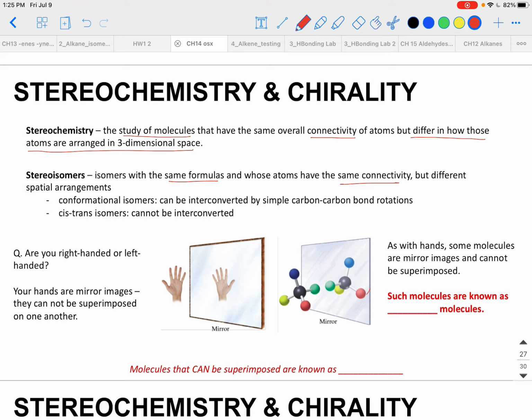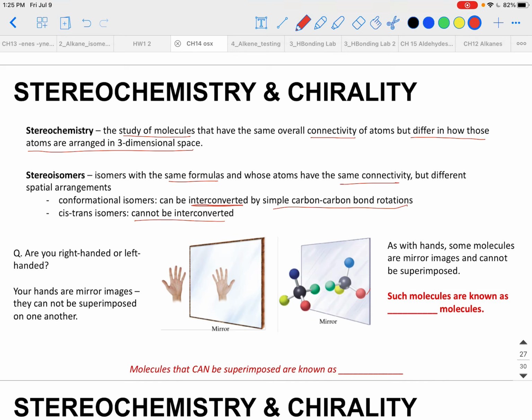So, conformational isomers. This is some of the language you need to know. What is a conformational isomer? It's a kind of stereoisomer, and they are isomers that can be interconverted, meaning you can make them look like each other by simple carbon bond rotations. They are stereoisomers that just have different conformations, so we call them conformational isomers. If you twist one thing, you can make it look like the other isomer.